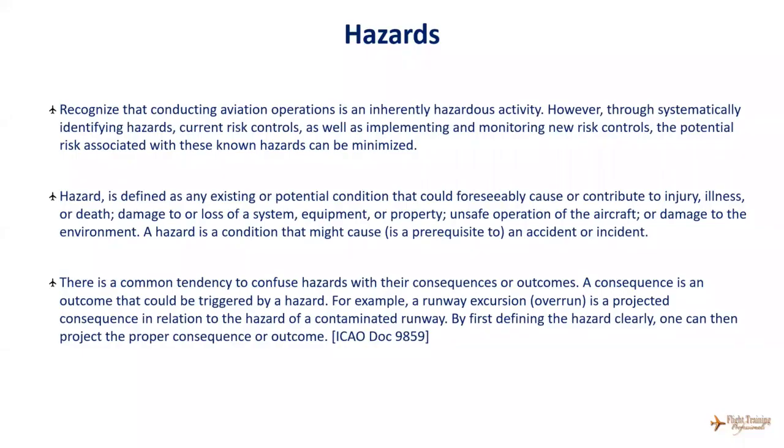One of the first terminologies that's important to know is hazard. A hazard is identified as an existing or potential condition that could foreseeably cause or contribute to injury, illness, death, damage to or loss of a system, equipment, or property, unsafe operations in aircraft, or damage to the environment. A hazard is a condition that might cause an accident or incident. So that's a lot of big, scary words. If you can remember this example, you will forever understand risk management. Just think of a grocery store and spilt milk. If there's spilt milk on the floor, that is a hazard.